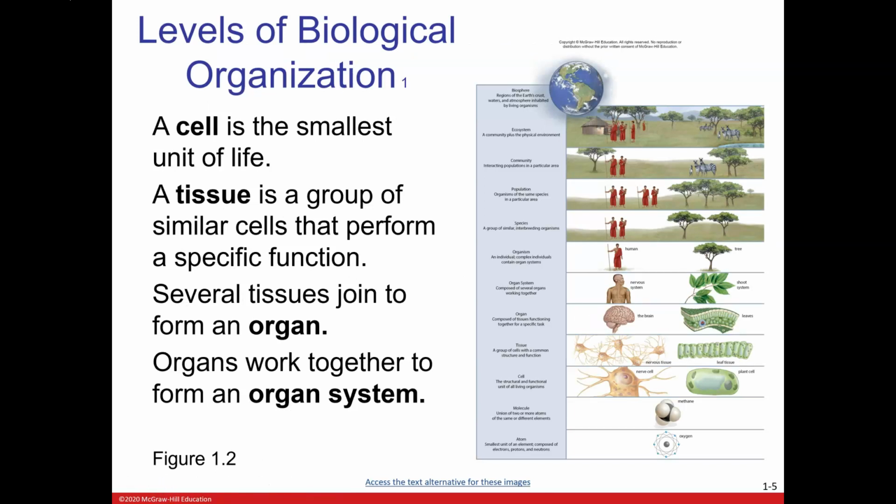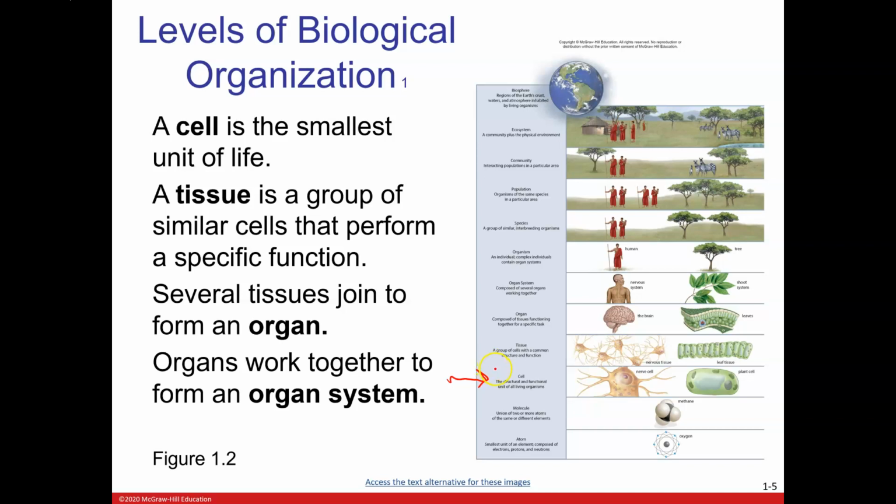Here we have a cell. Right here is the cell. So anything smaller than a cell is not considered living. So molecules, atoms, they are not living. But cells are the smallest unit that are considered living. And so we have animal cells, nerve cells, we have plant cells. Bacteria are single-celled organisms. So that's all they are. They are a cell, and they reproduce.